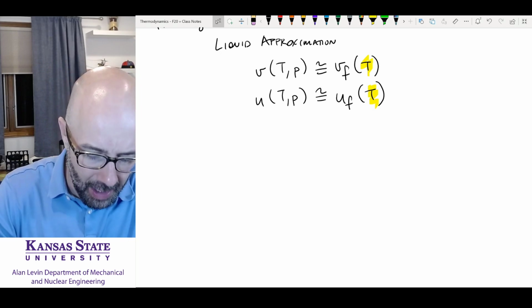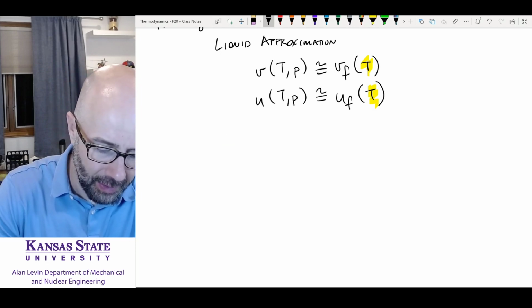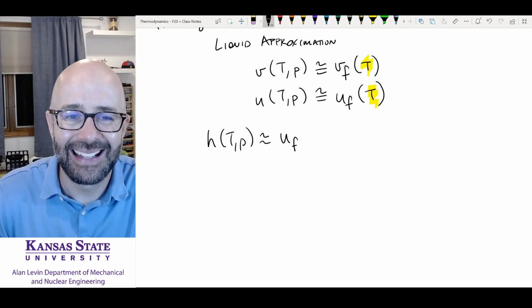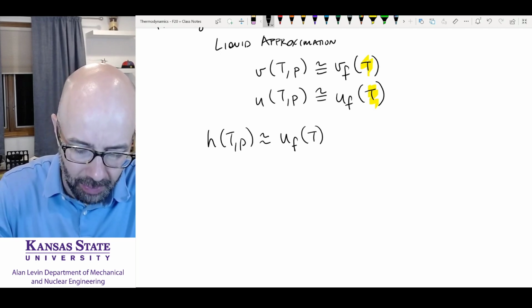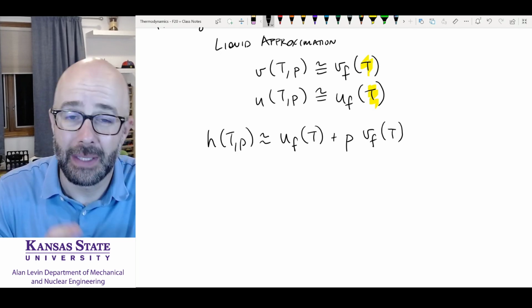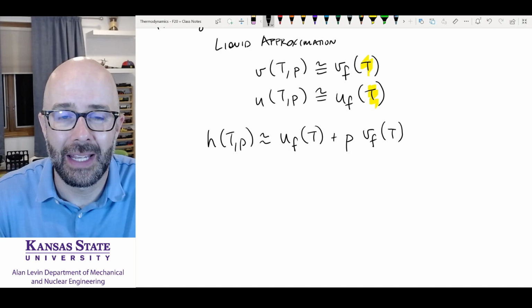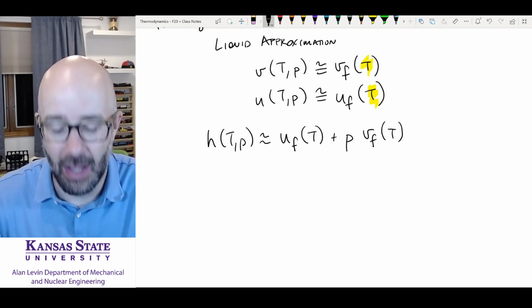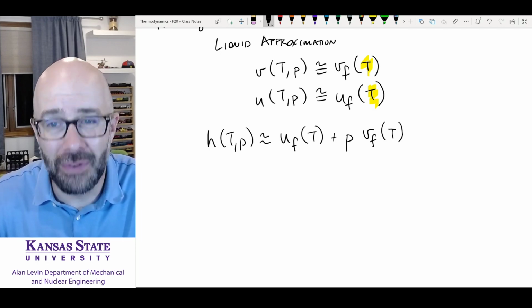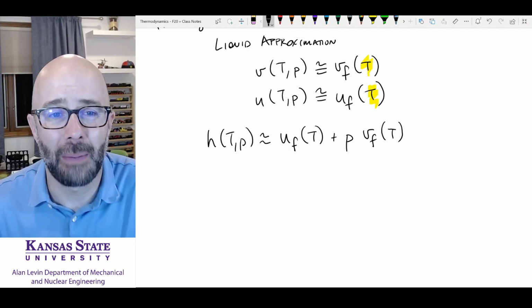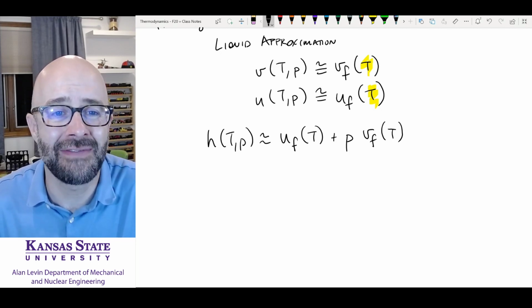Okay, so enthalpy. The enthalpy at some temperature and pressure is approximately equal to the internal energy of the saturated liquid at the temperature that we're concerned about, plus the pressure times the specific volume at the temperature that we're concerned about. So again, this is using the definition of enthalpy, that H is equal to U plus PV.